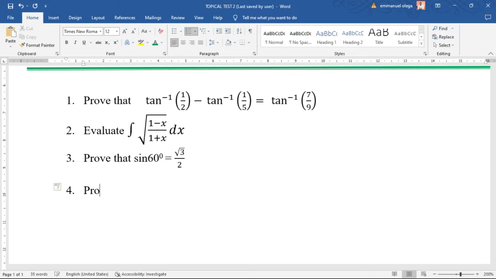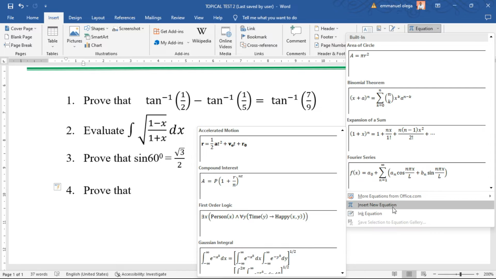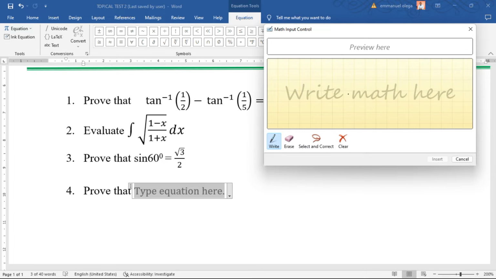Let's try prove that. Let's try something more complicated. So let's go to insert. Since we're going to make use of our equation again, let's go to equation. Let's type in something slightly more complex than that.